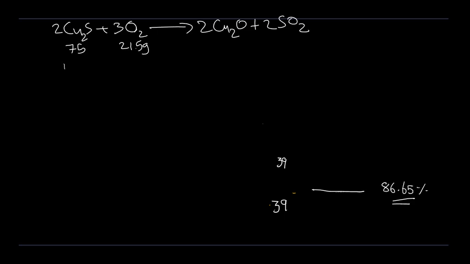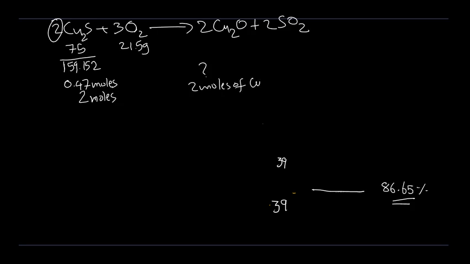And now first I will go with the copper 1 sulfide, and I will see how much copper 1 oxide will form. So I will find the number of moles by dividing with the molar mass of copper 1 sulfide, and I will get 0.47 moles. So now I can see the mole ratio. I know from the balanced equation 2 moles of copper 1 sulfide will give me 2 moles of copper 1 oxide, 1 to 1 ratio, correct? So from 0.47 moles, the same number of moles will form. So that means I will have 0.47 moles of copper 1 oxide from copper 1 sulfide.